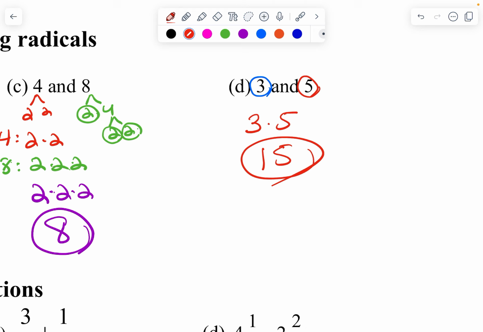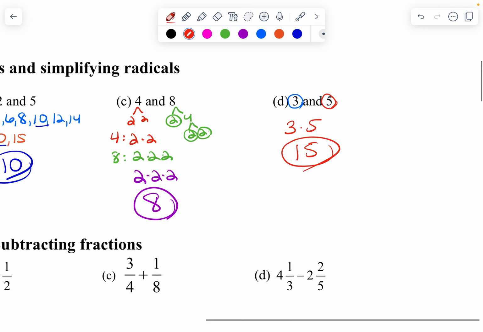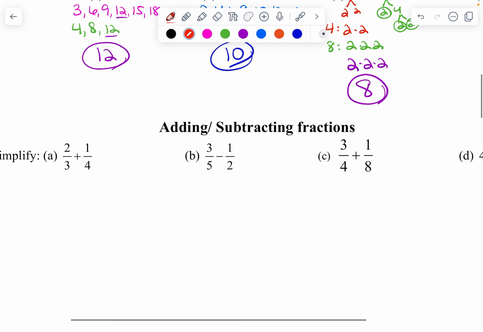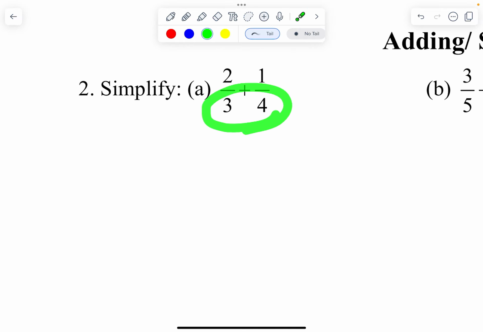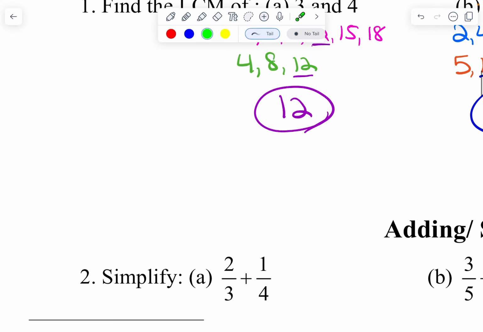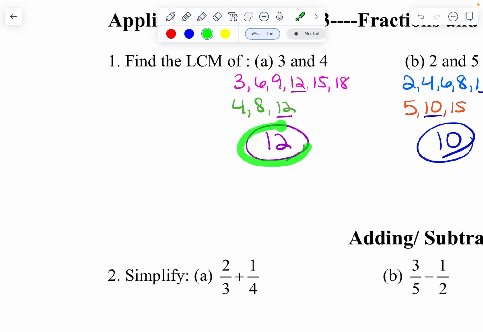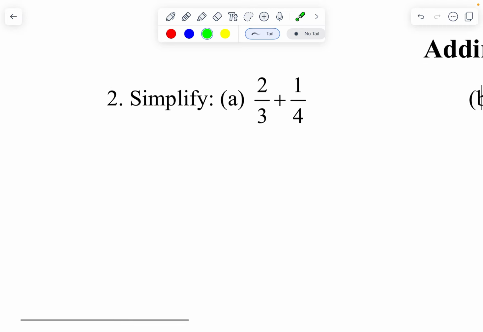Now, we did this in notes 2, a little bit of practice you've had with that already, but what you've just done is something you're going to need to figure out when you are adding or subtracting fractions. In order to add or subtract fractions, you have to have a common denominator. Your common denominator is the least common multiple of your 2 denominators or whatever amount of denominators you have. So part A here, we've got denominators of 3 and 4. Well, we already figured out that the least common multiple of 3 and 4 is 12. So I'm going to use that information.